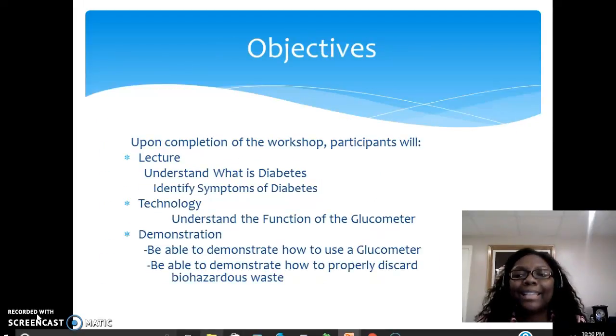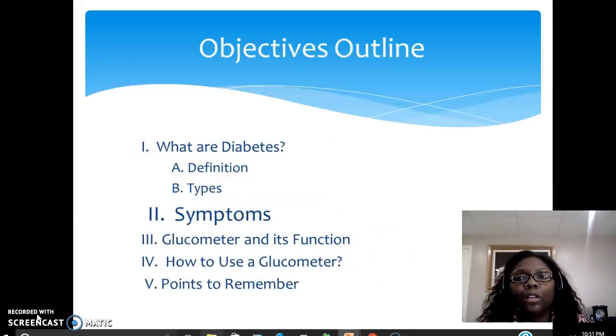So when you guys leave today, you'll be knowledgeable of what diabetes is and how it affects you, how it affects your loved ones, and other Americans, citizens of the world. You will know also how to use a glucometer machine to test your blood sugar levels. And you'll also know how to properly discard your biohazardous waste to keep down infectious diseases and contamination.